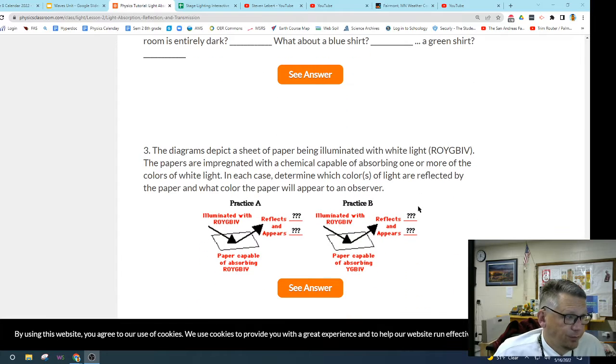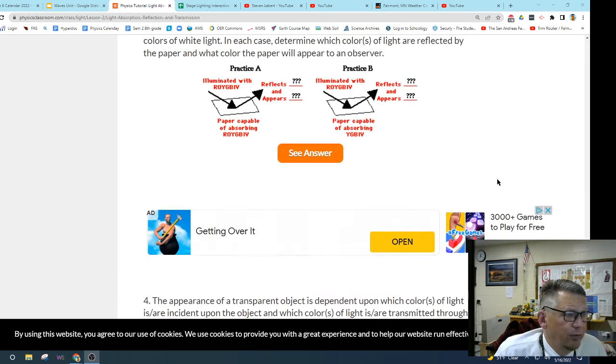A green shirt? The diagrams depict a sheet of paper illuminated with white light. The papers are impregnated with a chemical capable of absorbing one or more of the colors of the white light. In each case, determine which colors of light are reflected by the paper and what color the papers will appear to the observer.